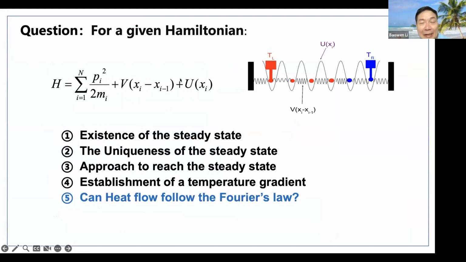For the statistical physics problem, the question is, for a given Hamiltonian, for example 1D or 2D, we can write down the Hamiltonian. We have an interparticle potential plus an on-site potential. We have a couple of questions to answer: whether the steady state exists, and whether the steady state is unique. We need to answer how fast we can reach the steady state. Then we will answer whether a temperature gradient can be established. And the last question to be answered is, can heat flow follow Fourier's law?